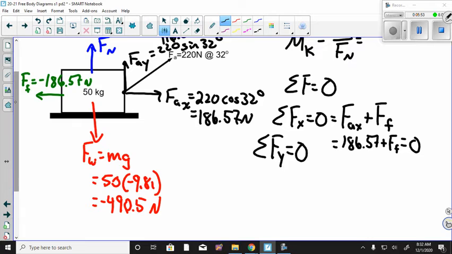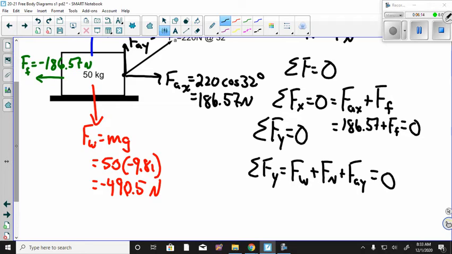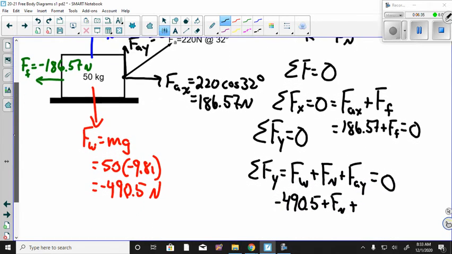Now I'm ready to take a look at finding the normal force, which is in the y direction. But in the y direction, I have 3 forces making up the total in the y direction. I've got the weight force plus the normal force plus the applied force. All have to add up to 0. The weight force, I have negative 490.5. The normal force, and the y component of the applied force, 116.58.